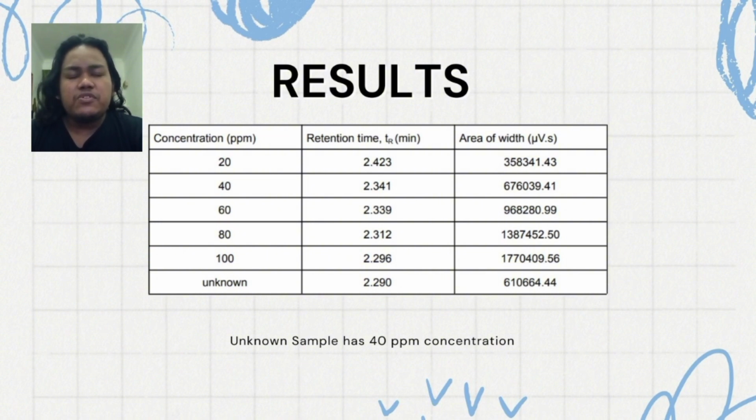From the retention time we received, we got 2.423, 2.341, 2.339, 2.312, 2.296, 2.290, so we can compare with the standard peak of the caffeine. Based on the peak area, we received 300,000, 600,000, 900,000, 1.3 million, 1.7 million, and from the unknown sample we received 600,000. Based on our results, by comparing the peak area, we know that the unknown sample has a 40 ppm concentration.